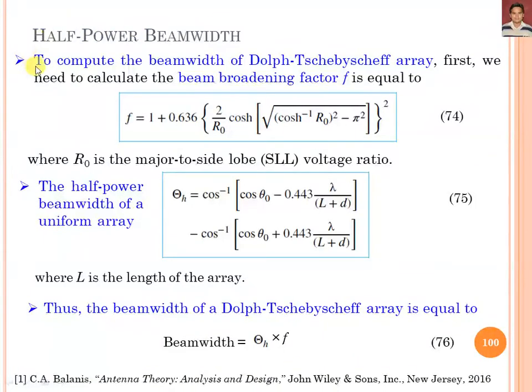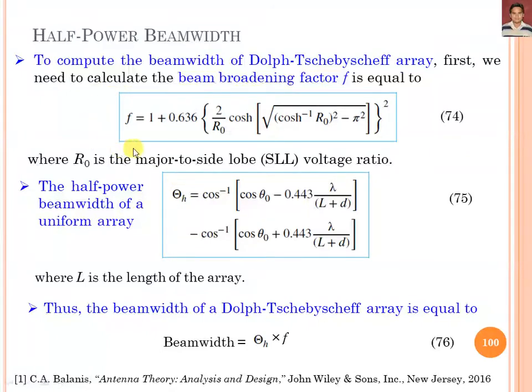Further, we have to calculate the half power beamwidth of the Dolph Chebyshev array. First we need to calculate the beam broadening factor f, which can be calculated by using this expression. R naught we have already known, where R naught is the main to side lobe ratio, SLL, as we discussed earlier. The half power beamwidth of the uniform array, theta h, is equal to this expression.